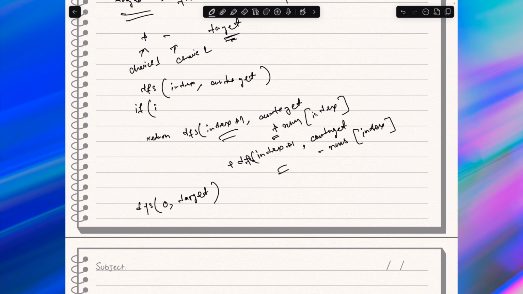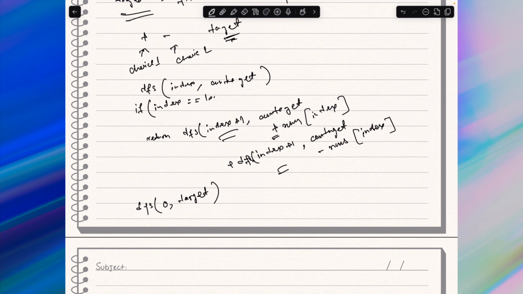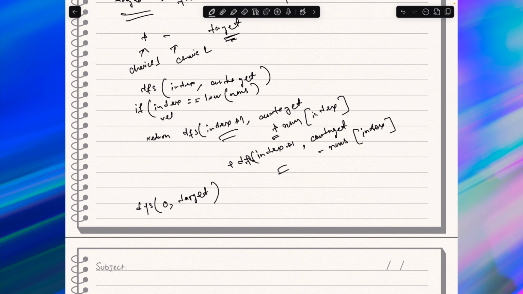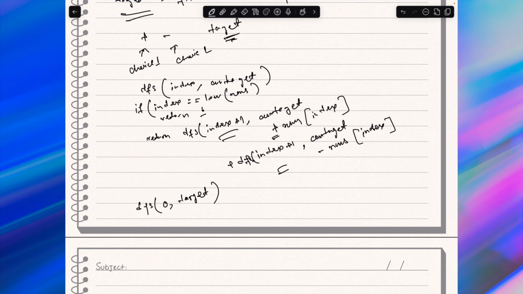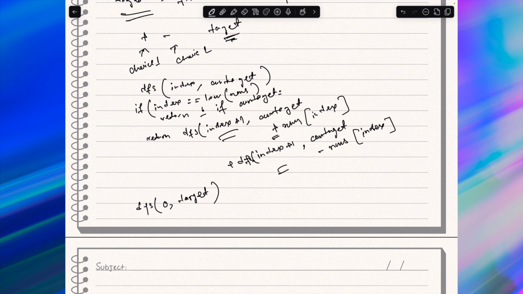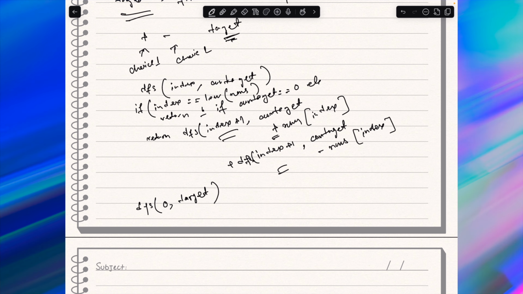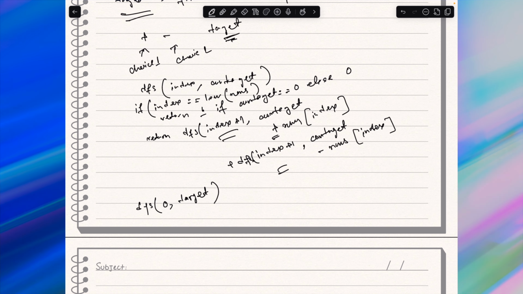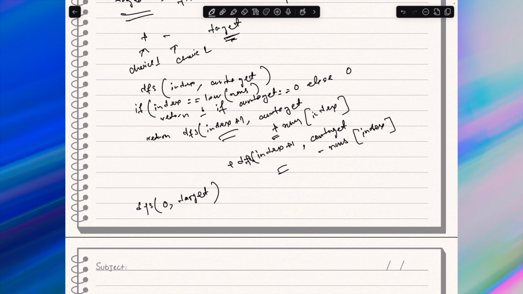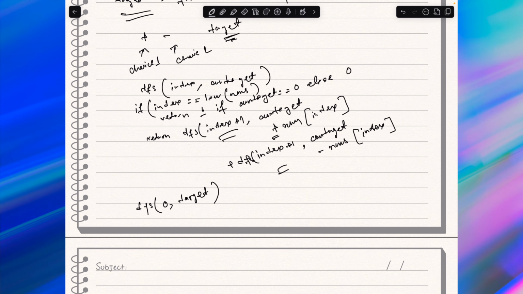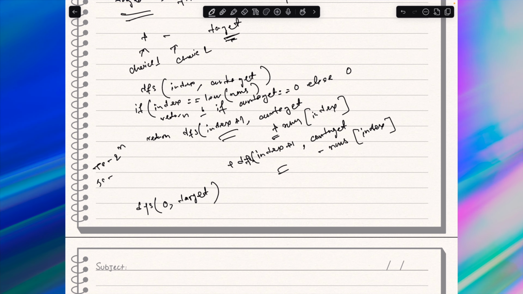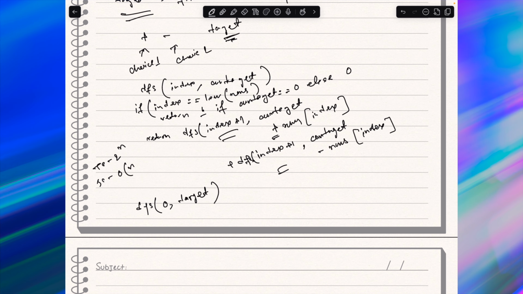If index is equal to length of nums, we can return 1 if the current target is equal to 0, else 0. Now with this approach, what will be the time complexity? At each point we are making 2 choices, so time complexity would be 2 to the power n. And space complexity, we are using auxiliary stack space, so it will be O of n.